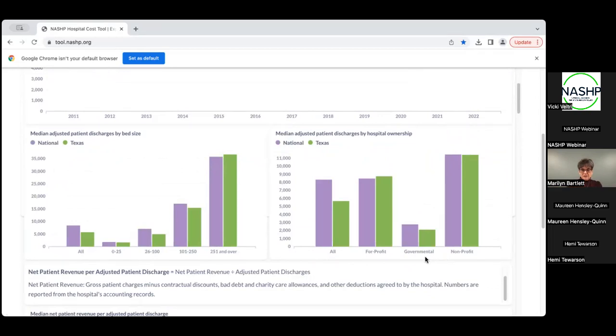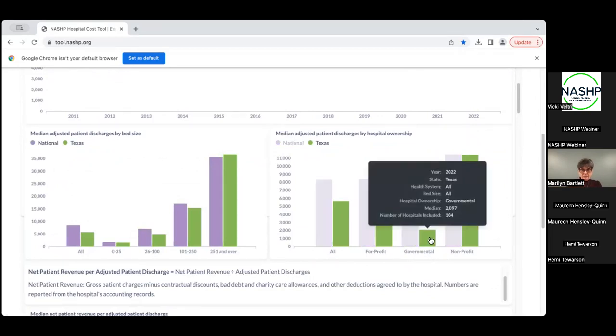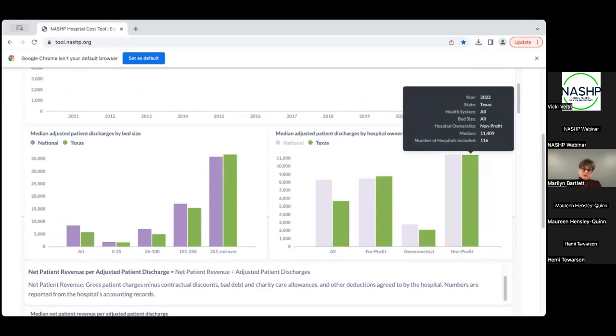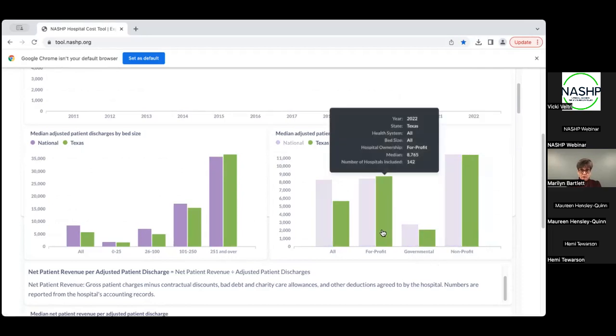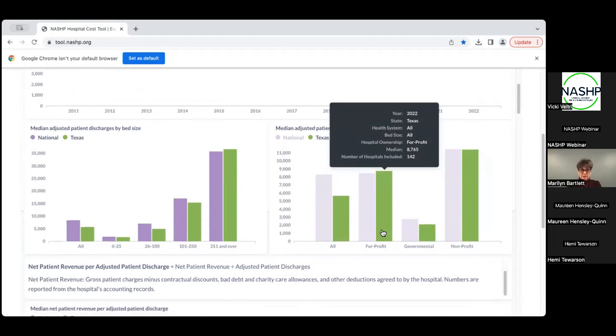I also found it interesting in Texas, there are 104 government hospitals. Those are a lot of county hospitals, some of your rural small hospitals, Parkland group, and then a lot of university related hospitals. So you're going to see a kind of a big impact on government compared to the 116 that you see in nonprofit, and for-profit, 142.